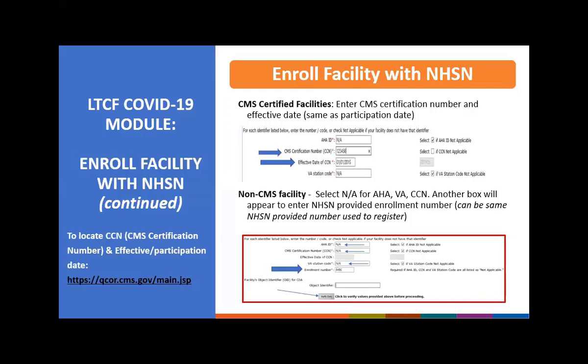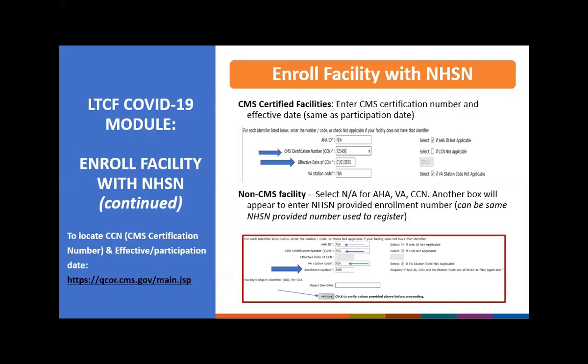NA for AHAID, NA for the CMS Certification Number, NA for the VA station code, and only after you select all of those NAs will an additional box appear, and that box is the enrollment number box, and that is where you will enter that temporary enrollment number that you received earlier from NHSN.